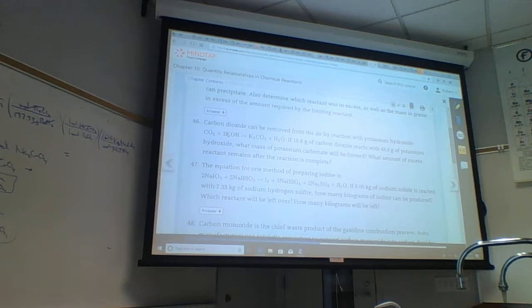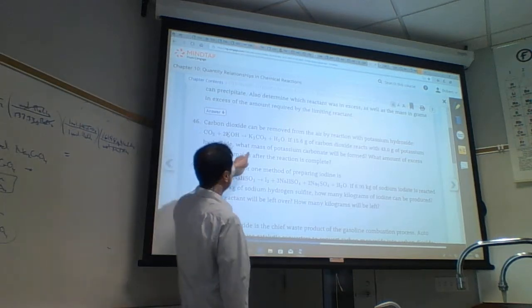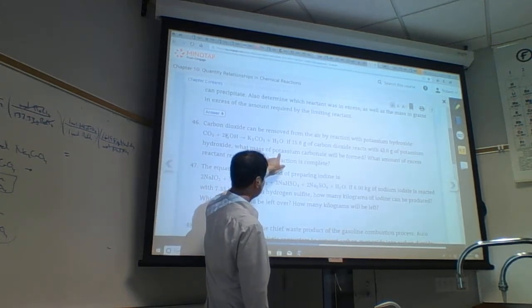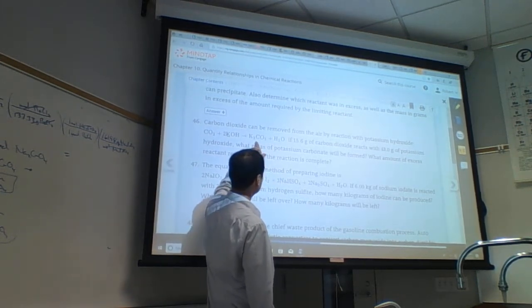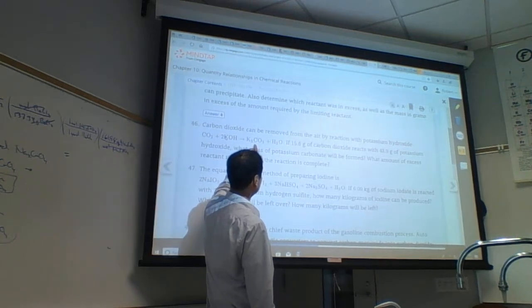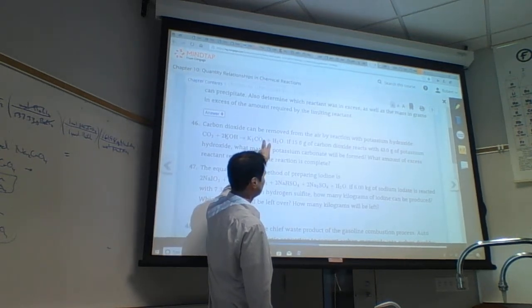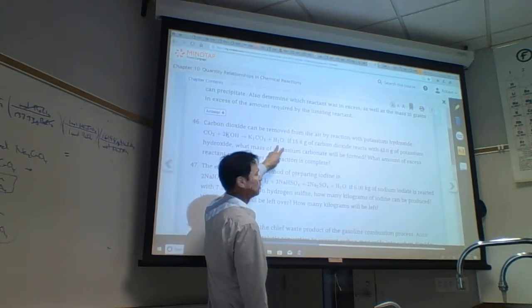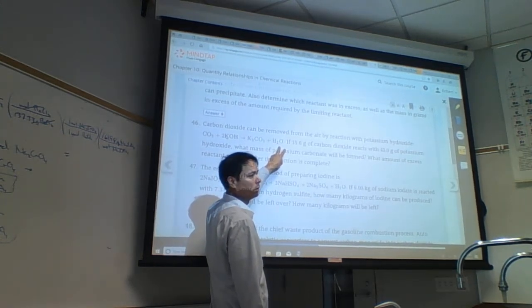What product are we interested in? If they don't tell us what product we're interested in, then we just pick one. In this case, they tell us we're interested in potassium carbonate, so we'll do potassium carbonate. But if they didn't specify one or the other, if they're just asking for which one's the limiting reactant, then we could pick the easier one, which would be water. I would have picked water here.